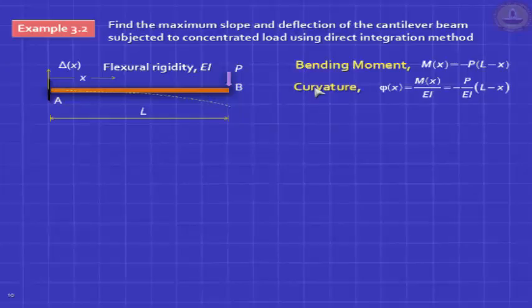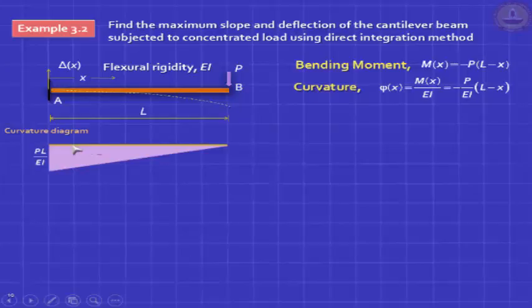The curvature is simply the bending moment divided by EI. So you've got an expression for curvature. The curvature diagram is nothing but the bending moment diagram divided by EI. What is the unit of bending moment? Kilonewton meter. What is the unit of curvature? It's 1 by radius of curvature. So it's meter raised to minus 1. Very interesting. So that's the diagram.